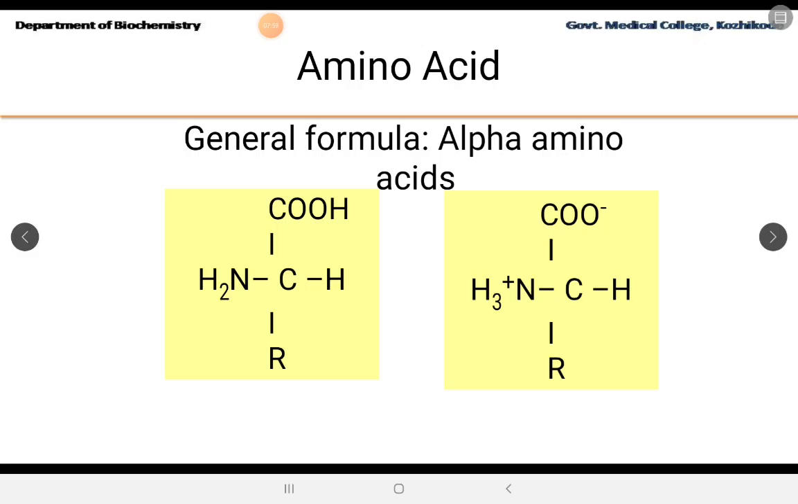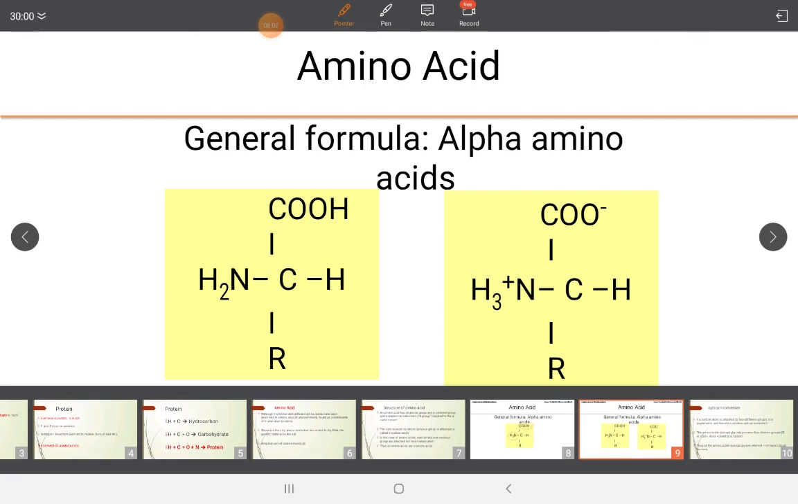This is the ionic form of amino acid, with COO minus and NH3 plus. This alpha carbon atom is attached to 4 different groups: COO minus, NH3 plus, the R side chain, and H. Therefore the carbon atom is asymmetric, and the amino acid possesses optical isomerism.